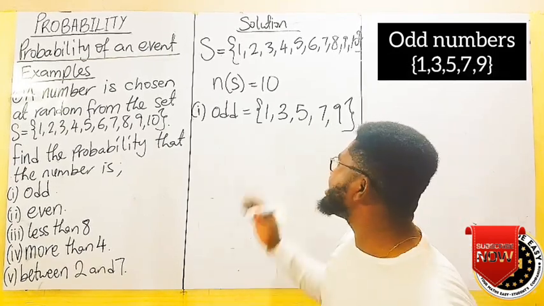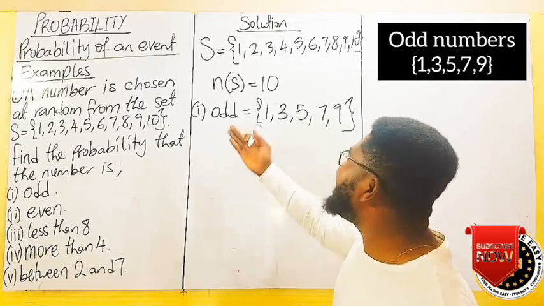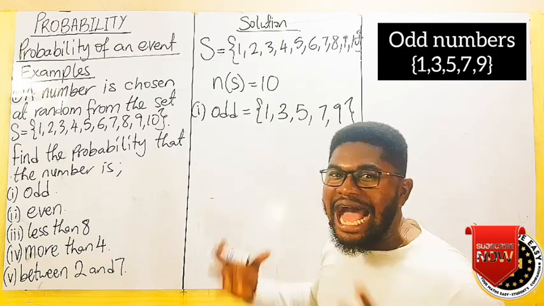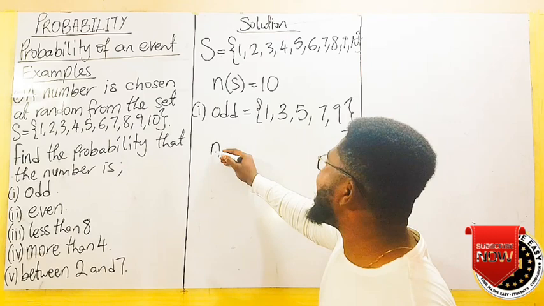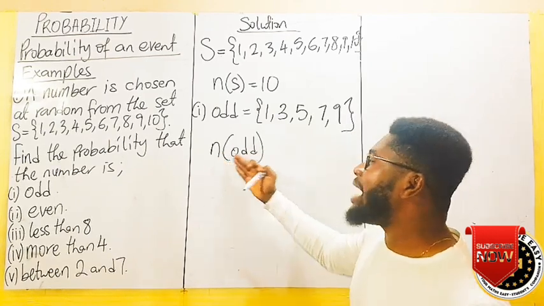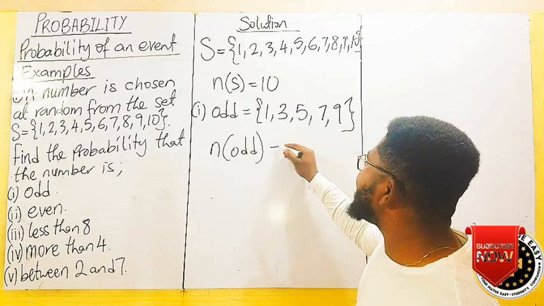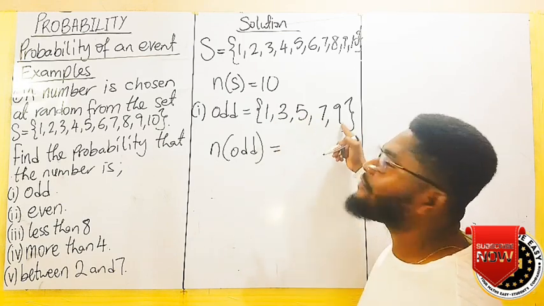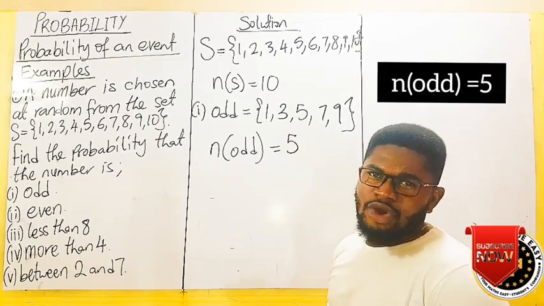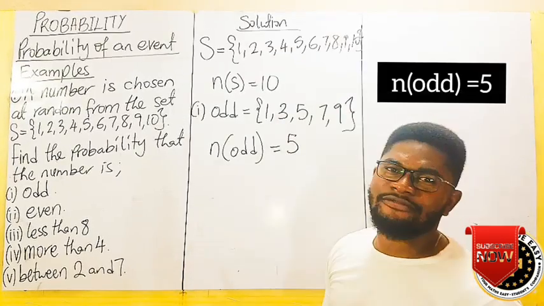The next thing you do is get the number of odd numbers. You have listed the odd numbers, it's good. Now get the number. How many are they? So n of odd means the number of odd numbers. How many are they? 1, 2, 3, 4, 5. There are 5 of them. So 5 odd numbers. Now you have been able to get all the parameters for the formula.